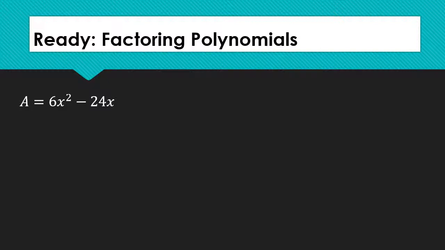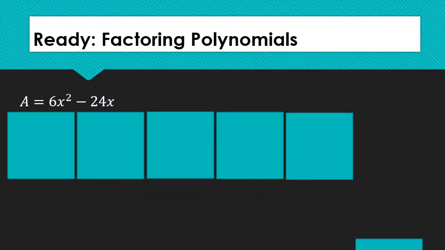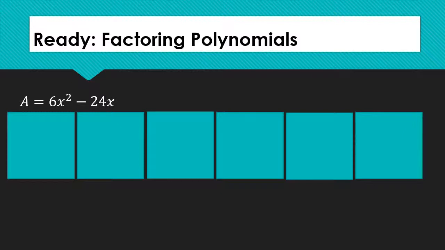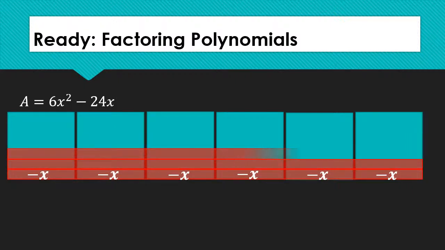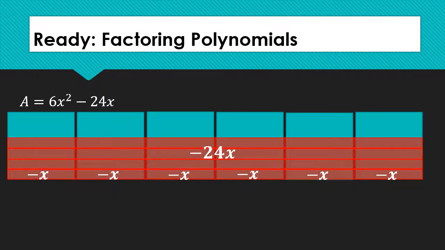In the Ready section, you're being asked to rewrite the quadratic expressions in factored form, which means that we are going to write them as the product of two linear factors. We're starting with 6x squared, and in the area model, you can see that's represented with the 6 squares that are x units long. We're taking away 24 x's from that current area of 6x squared. The red indicates the 24 x's that we're taking away.